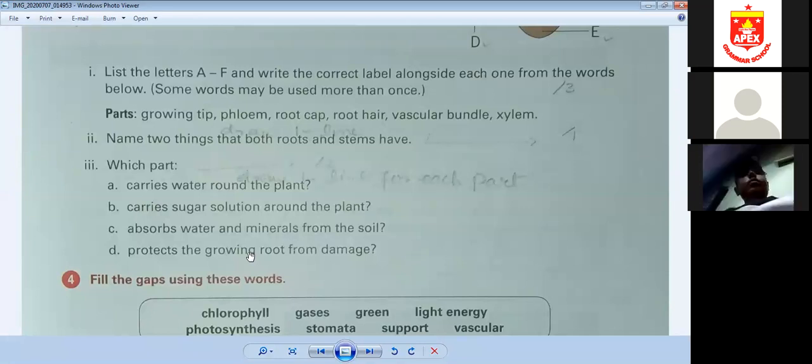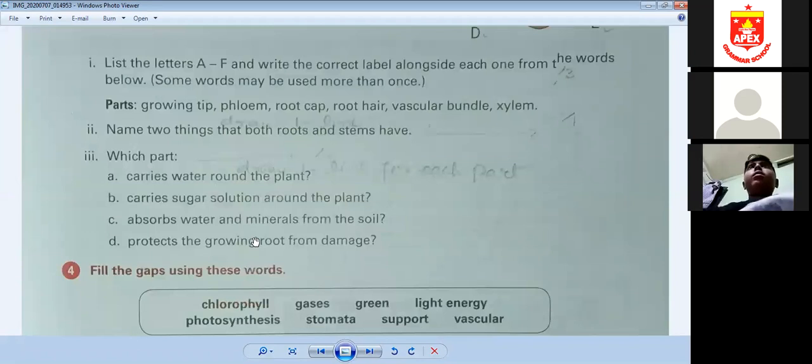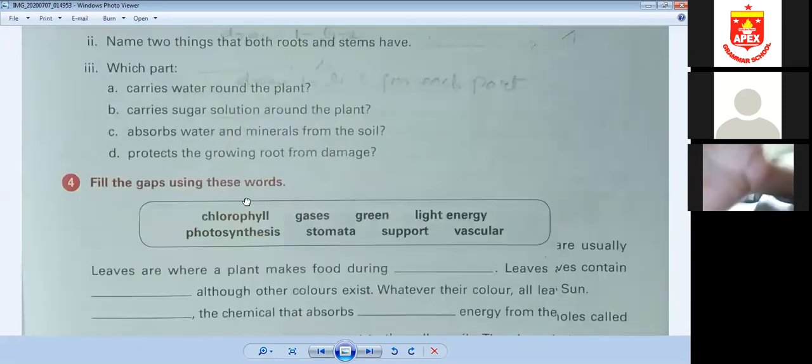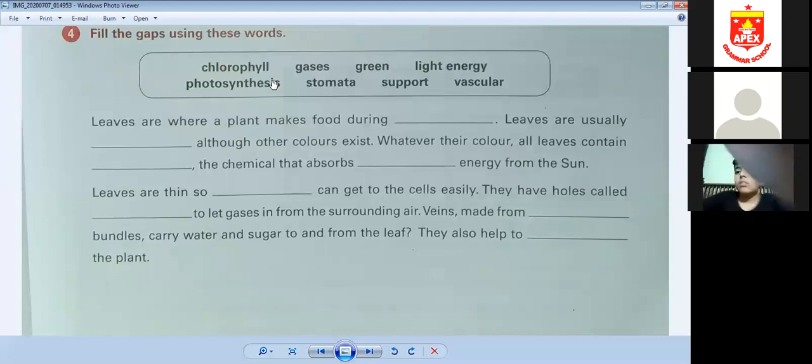Now come to question number 4. You have also seen question number 4. Fill the gaps using these words. These eight words are given to you. You have to fill in these boxes. So leaves are where a plant makes food during, what will be the correct answer? During photosynthesis.